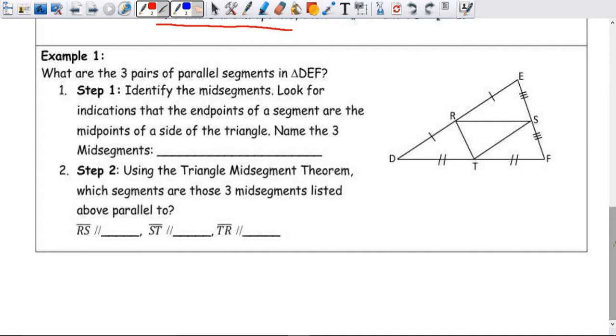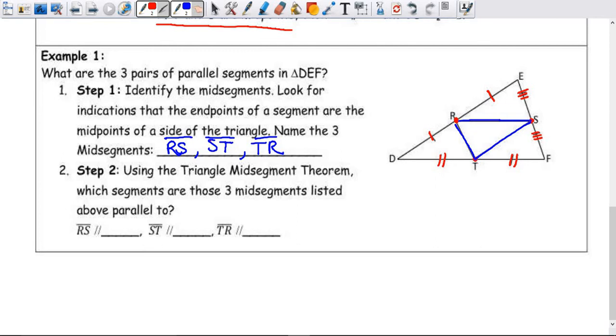All right, so R is a midpoint because those are marked as congruent. S is also a midpoint because we have these marked as congruent, and T is also a midpoint. So then our midsegments would be RS, ST, and TR. So RS, ST, and TR are all mid-segments.